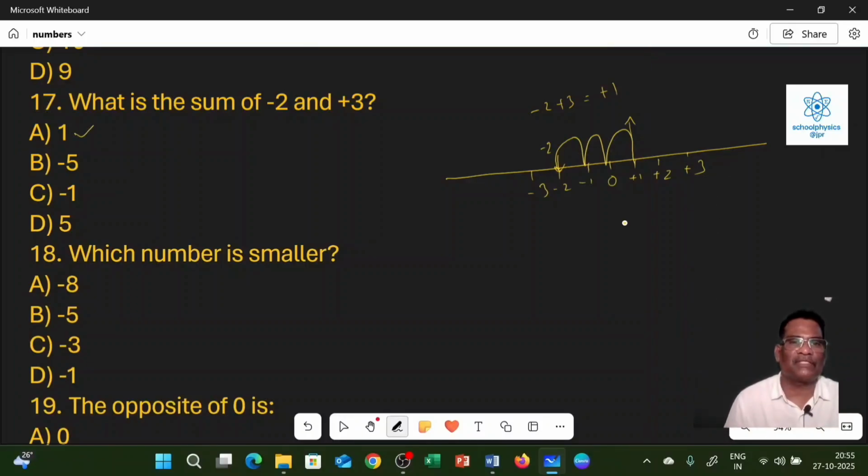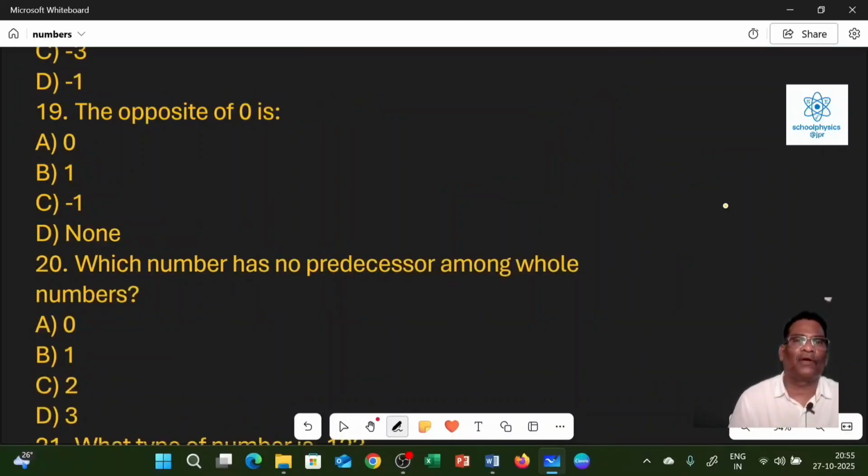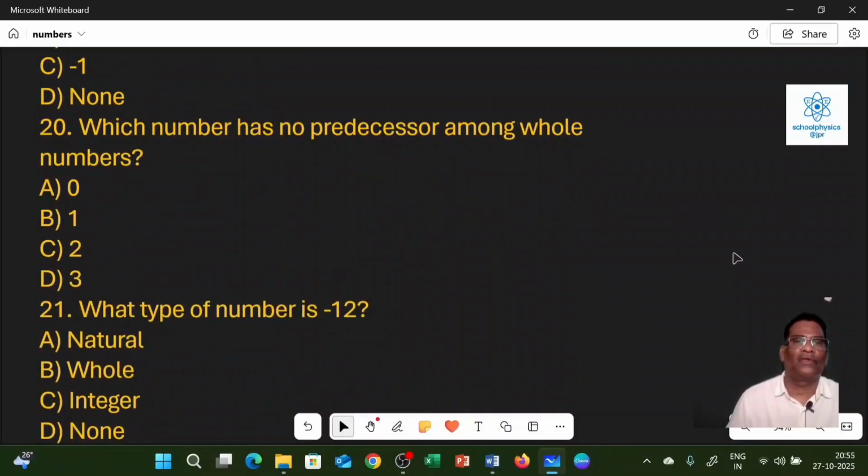And which number is smaller? Here all are negative numbers, so minus 8 is the smaller. The opposite of 0 is also 0. Which number has no predecessor among whole numbers? The least whole number is 0. So 0 has no predecessor. So the right answer is 0.